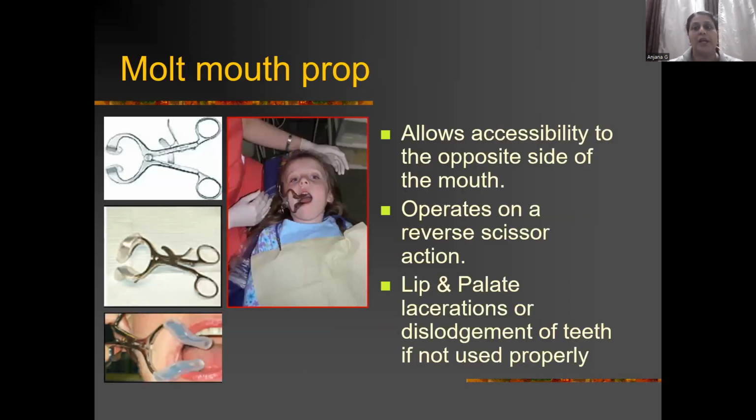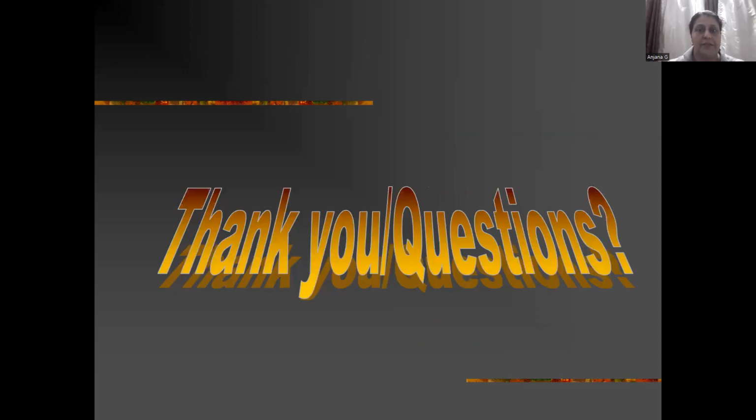A mouth prop allows accessibility to the opposite side of the mouth. It operates on a reverse scissor action. Okay, and you can use it on the contralateral side and work on the opposite side. Lip and palate lacerations or dislodgement of the teeth can happen if it is not used properly. So you have to be very cautious while using. You should not over open it. It acts in a reverse action, and if you over open, the mouth can drop and cause discomfort to the patient or damage to the patient's oral tissues.